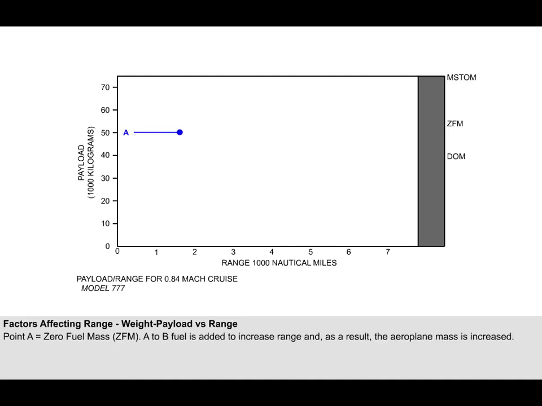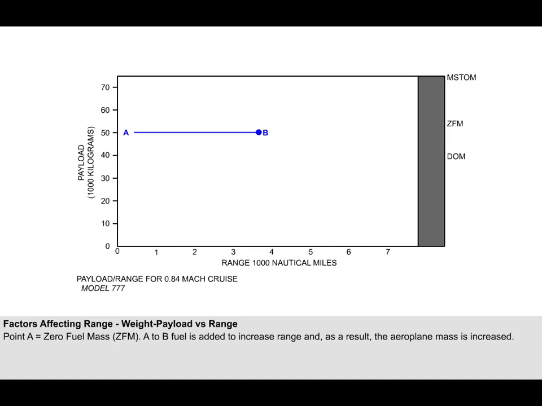Fuel is now added to the aeroplane and the marker point moves to the right, showing an increase in range. Adding fuel can continue until the maximum structural takeoff mass is achieved. This is shown by point B on the graph. Notice that the weight bar on the right is now at the top. Although maximum mass has been reached, it is unlikely that the tanks are full at this stage.